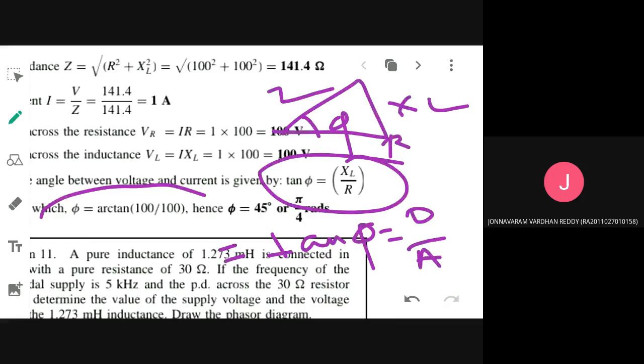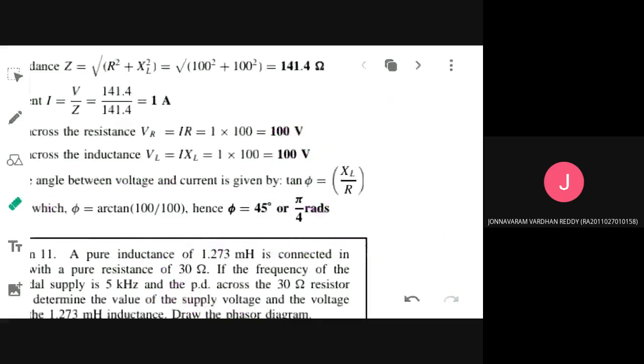Tan phi. Opposite side is XL. Adjacent side is R. So from that you are getting this tan phi. You know what is XL, you know what is R. You tell me the phase angle value. 45 degree you are getting now? 45 degree, ma'am.